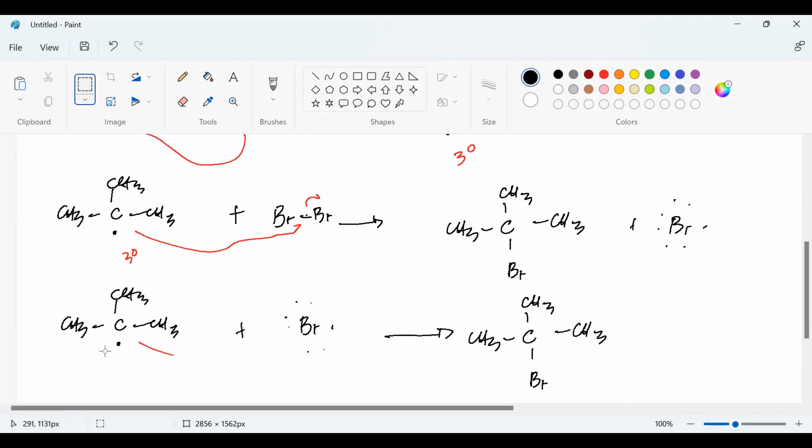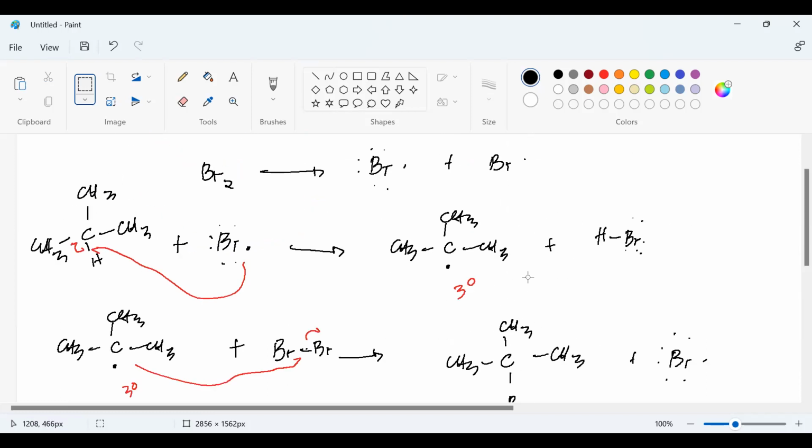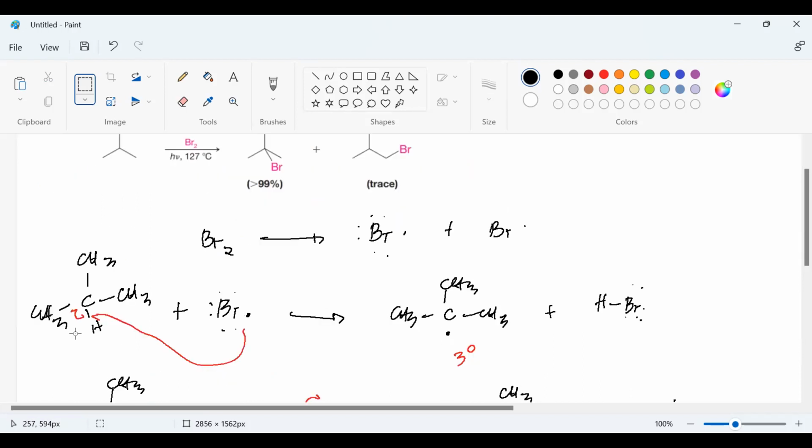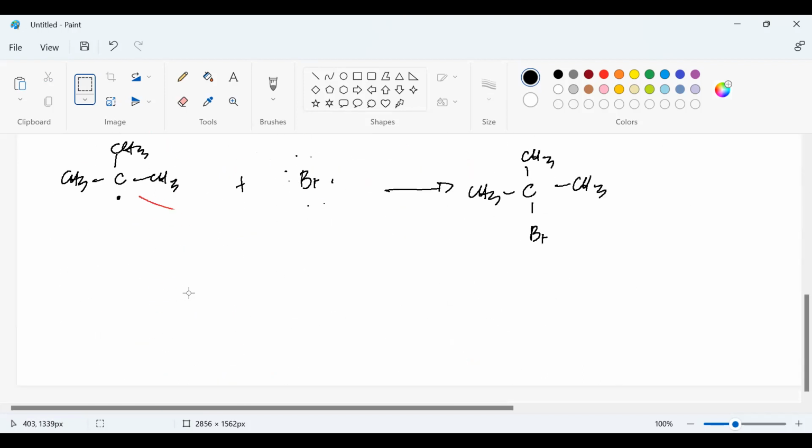Of course, the other termination step is this one reacting with another radical, no? If it reacts with another halogen radical, like Br dot, you have your product, which is a 3-degree alkyl halide. So if you want to produce the other one, the radical that will be produced is a 1-degree radical. So we can have this.